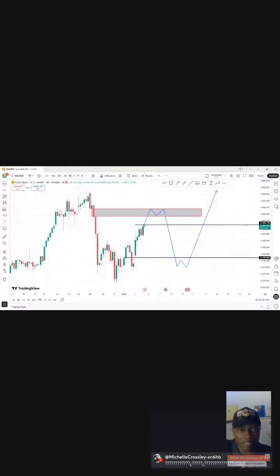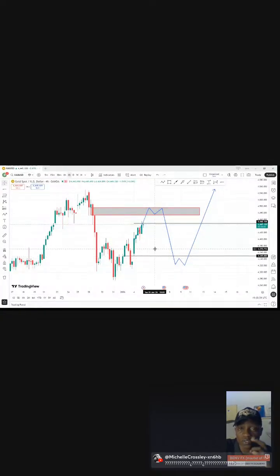Let me make the chart very clean and clear for you guys so that you will see exactly what I'm talking about. If you are confused in any way, just feel free to ask your question and I'm here to answer you. Just drop the question in the comment section so that I'll answer you. So these are the two key major areas that I'm looking out for.